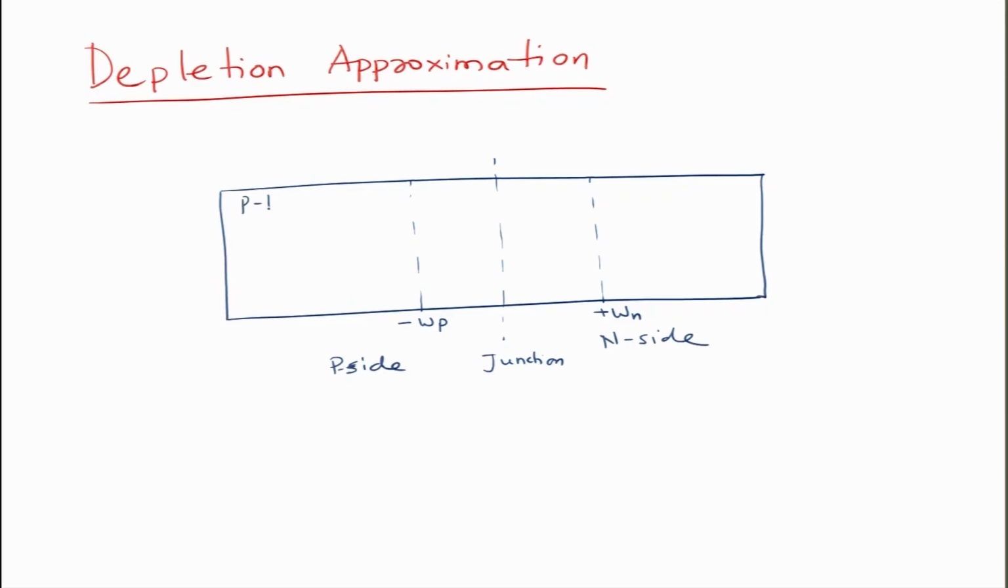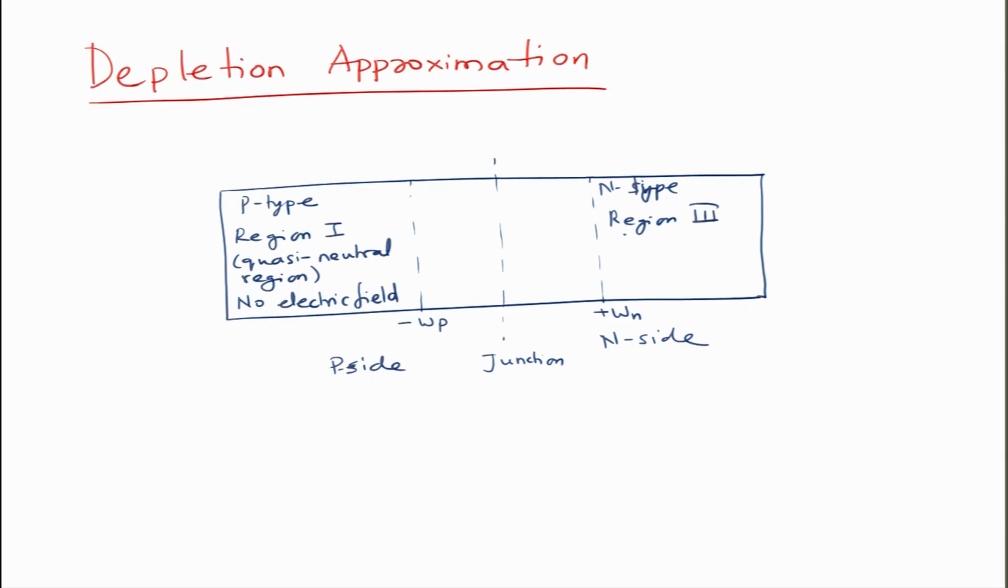and so this is basically you can say P type region 1, which is called as quasi neutral region, which is what we called as neutral regions earlier, and it has zero electric field, that is no electric field, which means the bands remain flat, okay. This is N side, this is region 3, which is again you can say quasi neutral region with no electric field, okay.